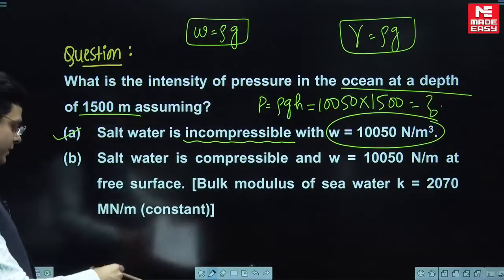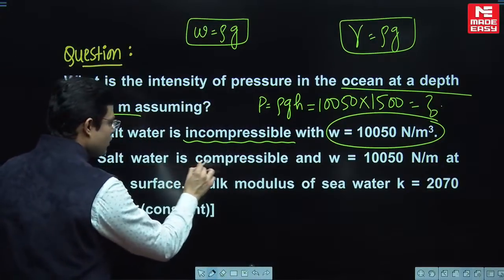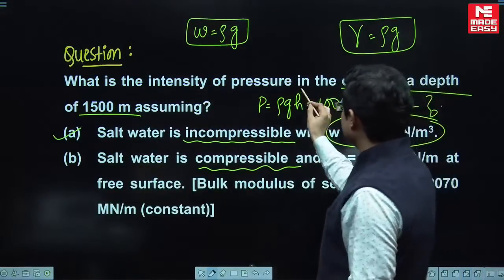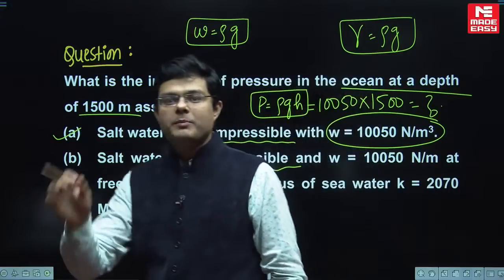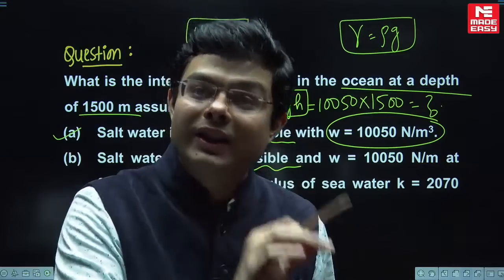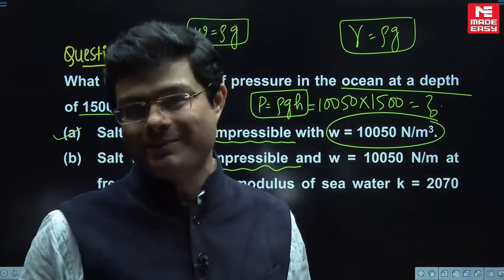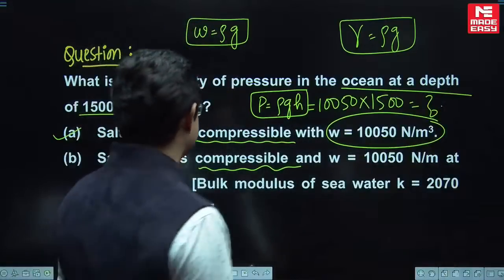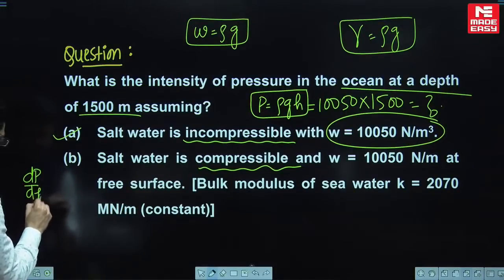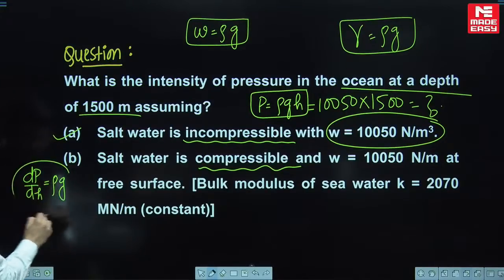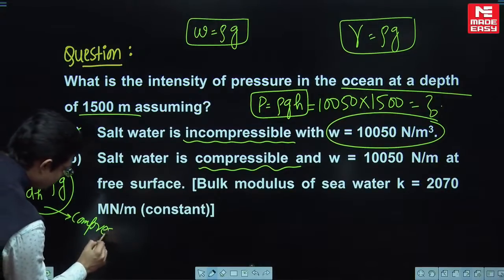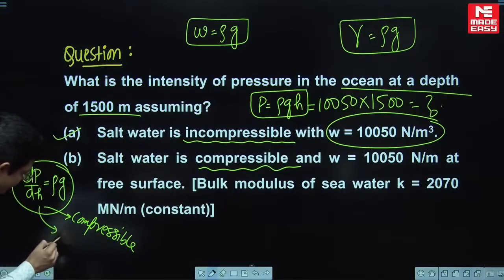My dear students, how to do it? Salt water, this is a very interesting part, is compressible, and you know this formula P is equal to rho gh. If you remember our classroom discussions, this P is equal to rho gh is only and only applicable to incompressible fluids, not to compressible fluids. But yes, dP by dH equal to rho g, the hydrostatic law, is valid for compressible as well as incompressible fluid.